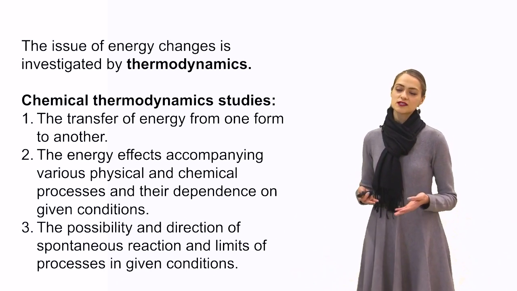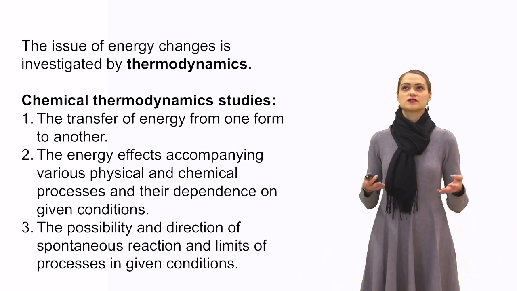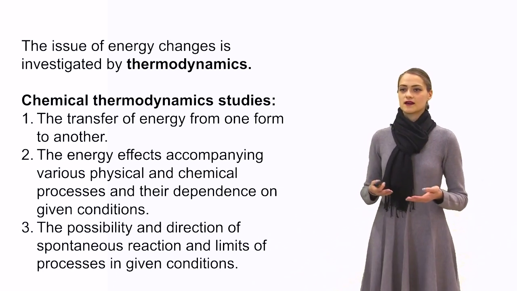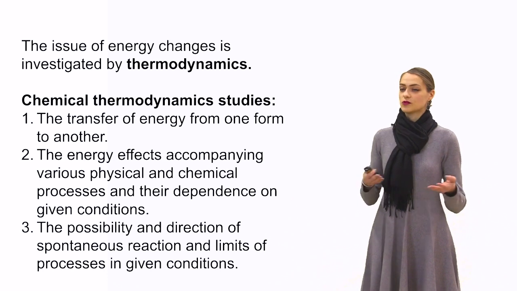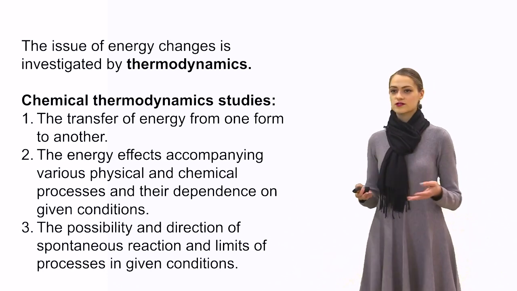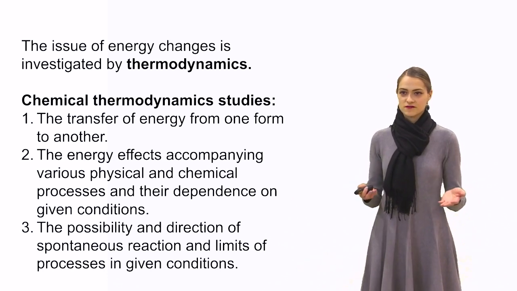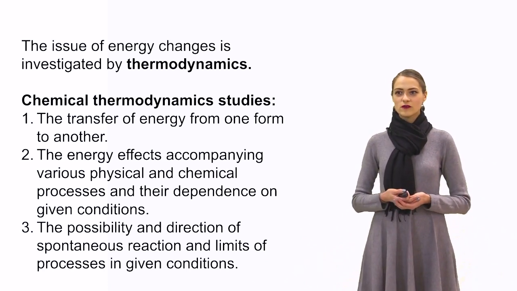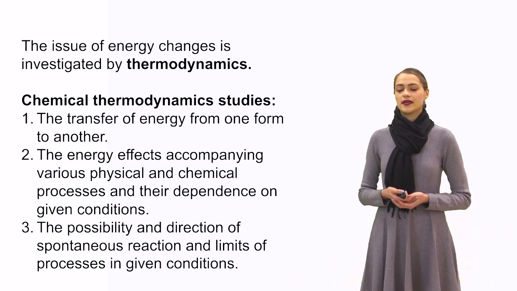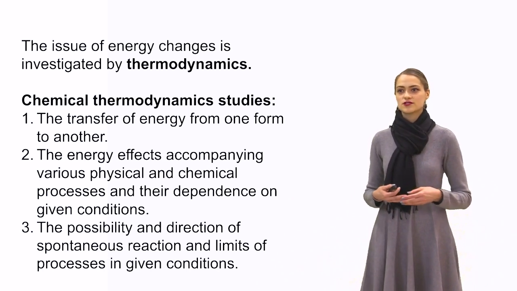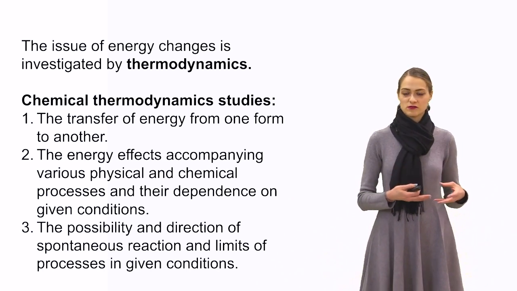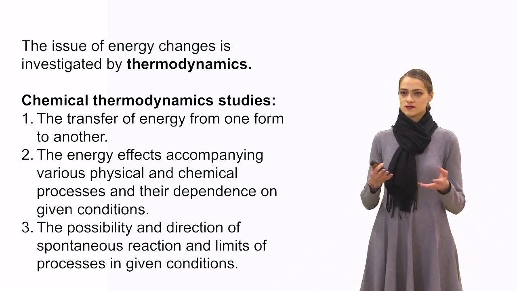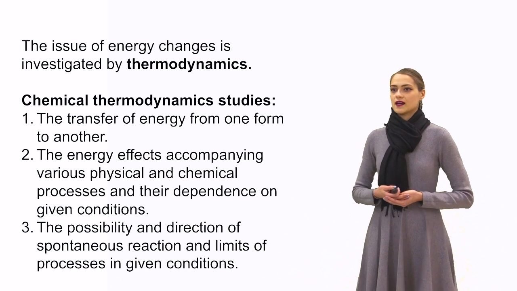And in chemical thermodynamics we need to solve three tasks. First, transfer of energy from one form to another. For example, a battery in different laptops or in mobile phones and smartphones. Here we have transformation of the energy of a chemical reaction to electrical energy. And this is the first task of chemical thermodynamics.